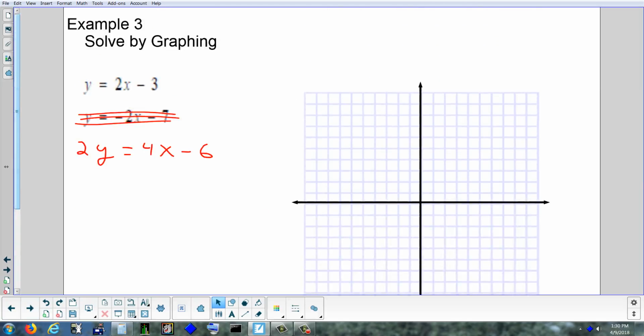So that's part of that. That's the new one. That's the second one. All right. Is the first one ready to graph? Yes. It's in y equals mx plus b. Y is by itself. Good to go. What's my first step to graph it?